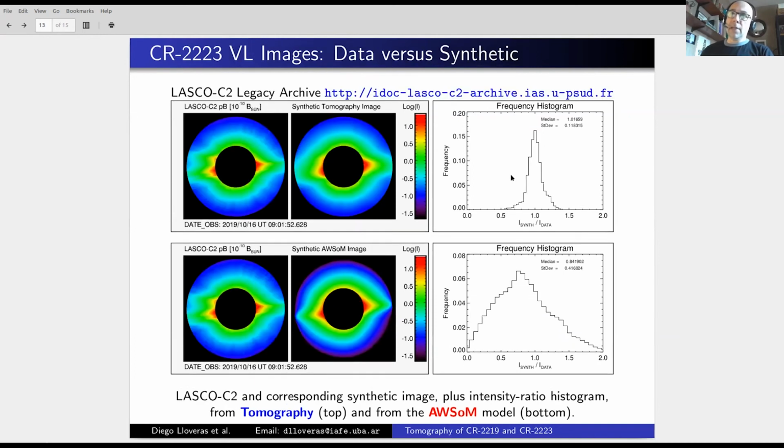details. Here's an example for a LASCO image. So you have here a real LASCO image, the same at the top and the bottom. And here on the right side, you have the synthetic image from the tomography and from the model. And here you have the ratios of intensities, the synthetic image over the real data, for tomography and for the model.